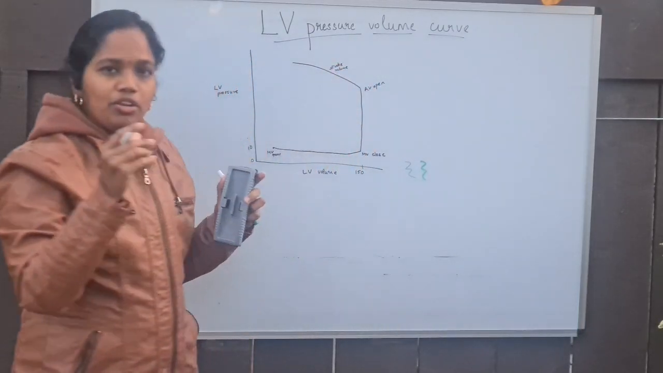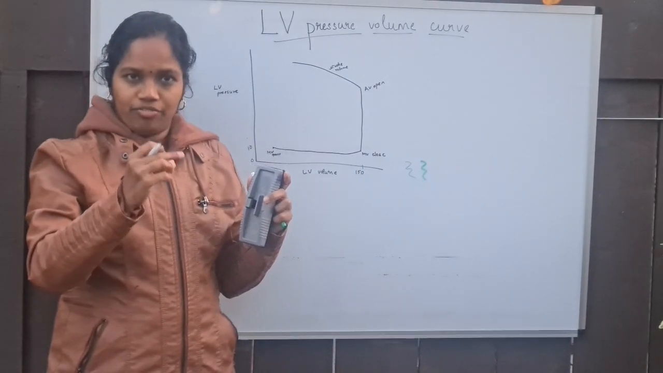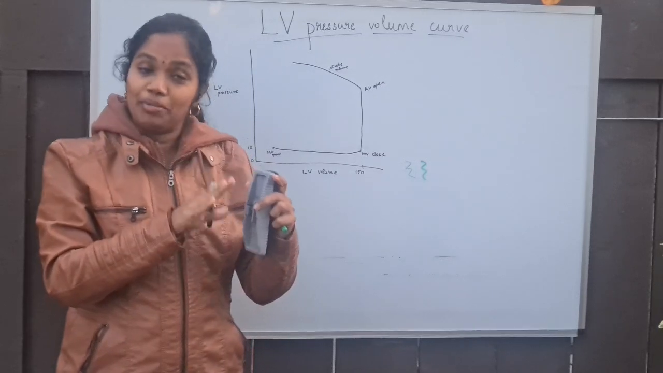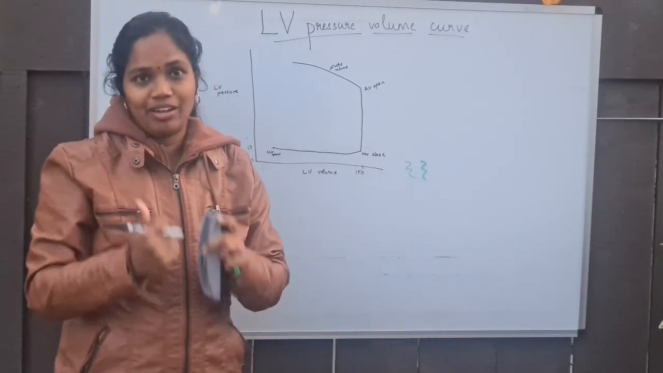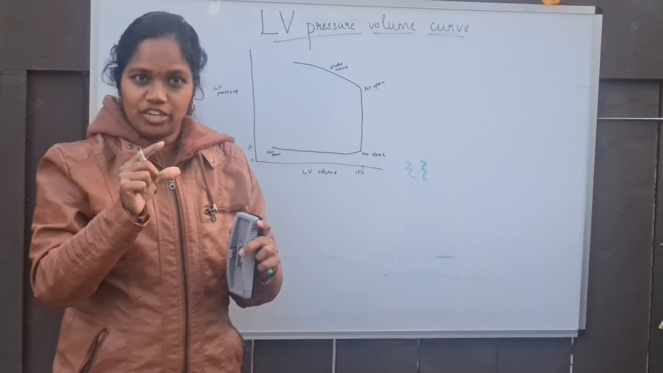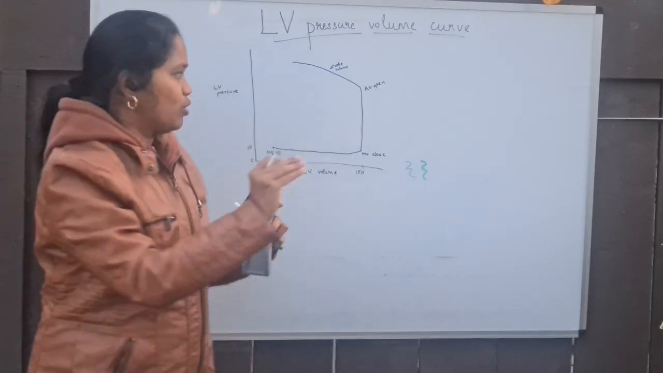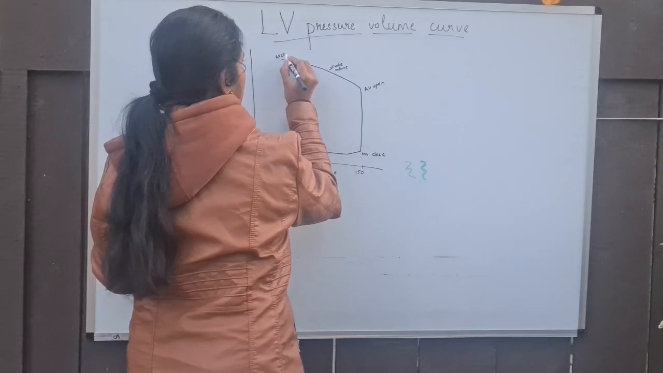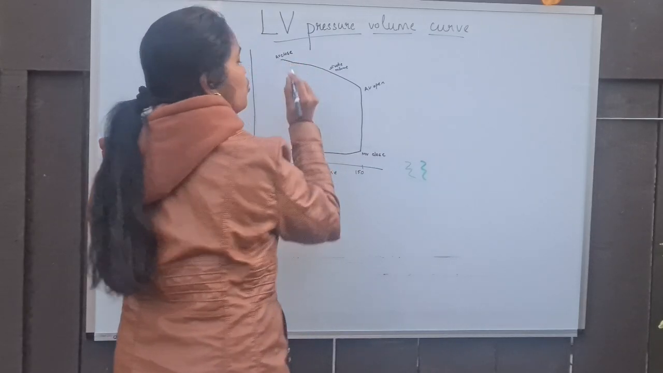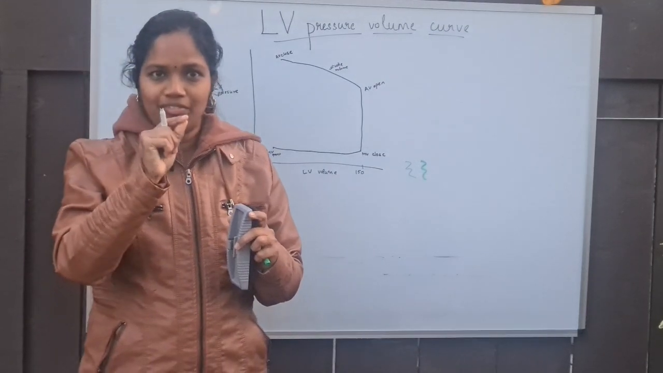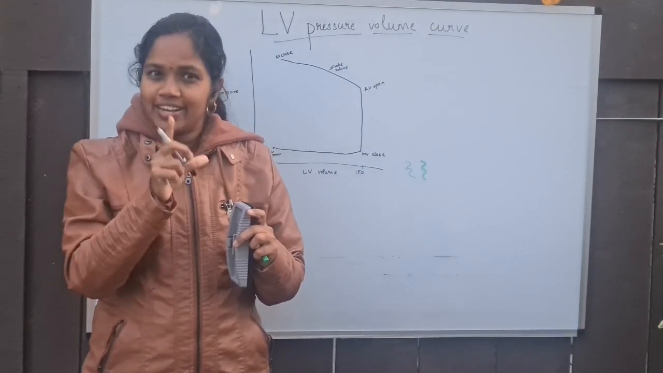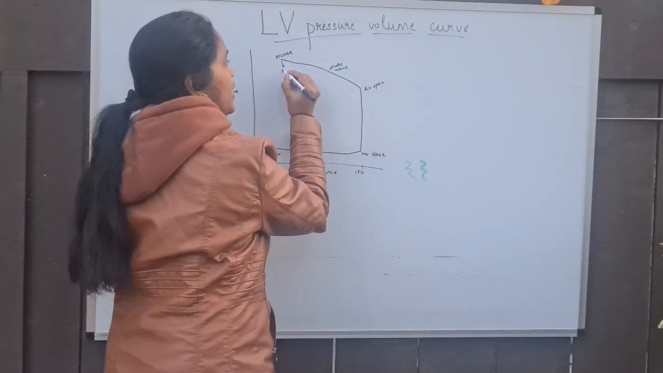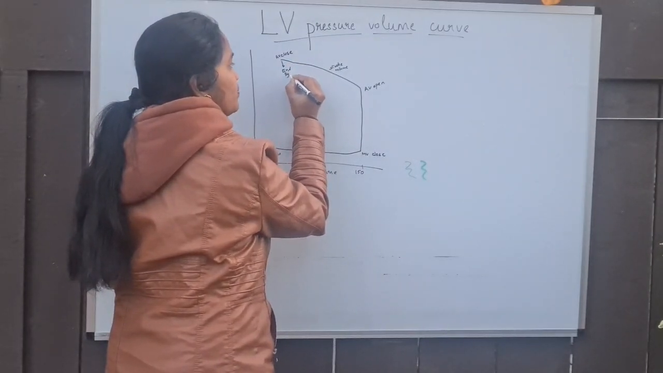After a certain amount of blood has been passed, that is, after the stroke volume has been pumped into the aorta, the aortic pressure will become higher than the left ventricular pressure. At that pressure difference, the aortic valve will close. That point is the end of systole. So this volume you can also call the end systolic volume.